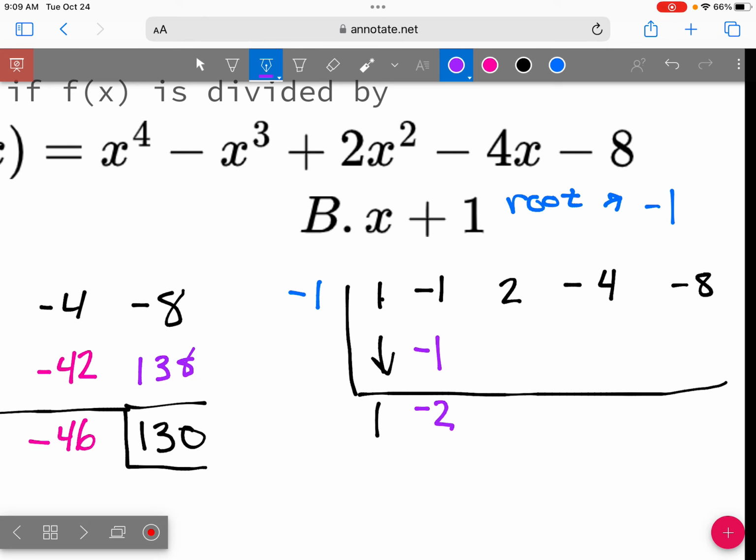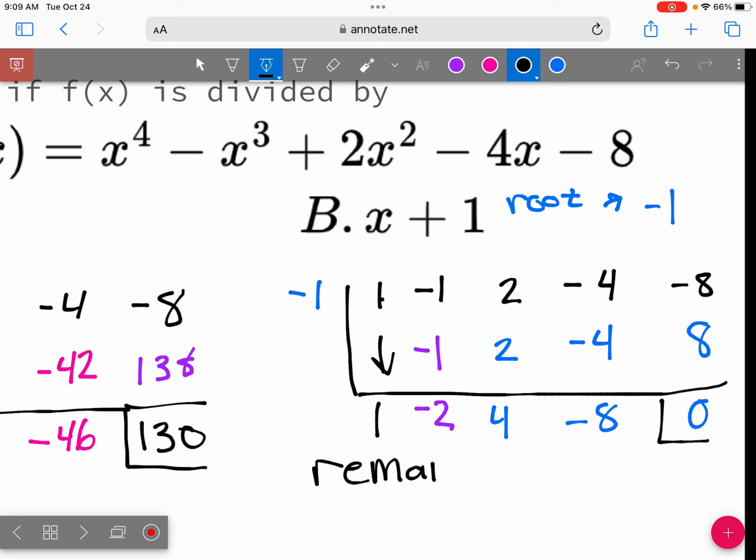What's going to go here? 2. Which means what goes here? 4. Which means what goes here? -4. Which means what goes here? -8, which means what goes here? 8, which means at the bottom we have 0. So our remainder is 0. Is it okay if you put like R of X equals 0? Yeah, R of X equals 0.